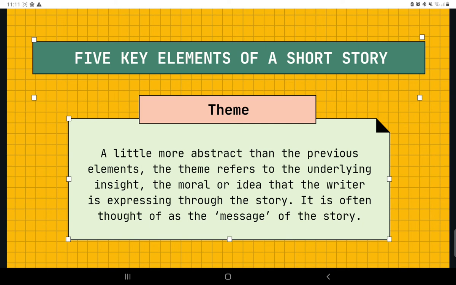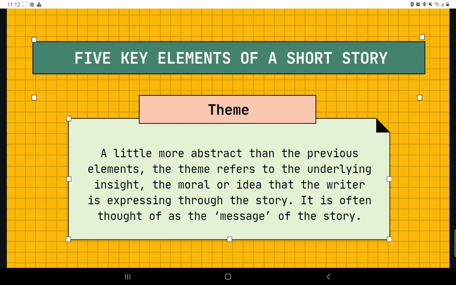Ay, yung iba kasi nakukonfuse sa theme as lesson of the story. Hindi yun yun. So ang theme ay tungkol saan yung story? Tungkol ba ito sa love? Tungkol ba ito sa love of mother? Tungkol ba ito sa motherhood? Tungkol ba ito sa pagiging kapatid? Tungkol ba ito sa loyalty? Tungkol ba ito sa honesty? Okay? Tungkol ba ito sa tragedy? Tungkol ba ito sa cheating? Diba? So, yun ang theme.